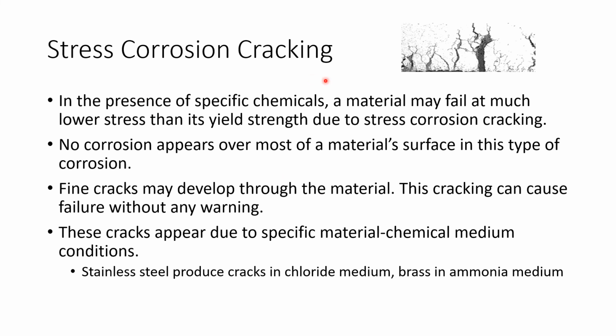So stress corrosion cracking is just a cracking. So let's see how this crack happens. In the presence of specific chemicals and materials, they're going to fail, okay, even at a lower stress. Stress is nothing but just a force, or a reaction of some sort. Then its yield strength drops due to stress corrosion cracking. So no corrosion appears over most of the material surface. When you look at the material surface, you see that nothing is going on, right? In this type of corrosion, because the corrosion is going on inside.